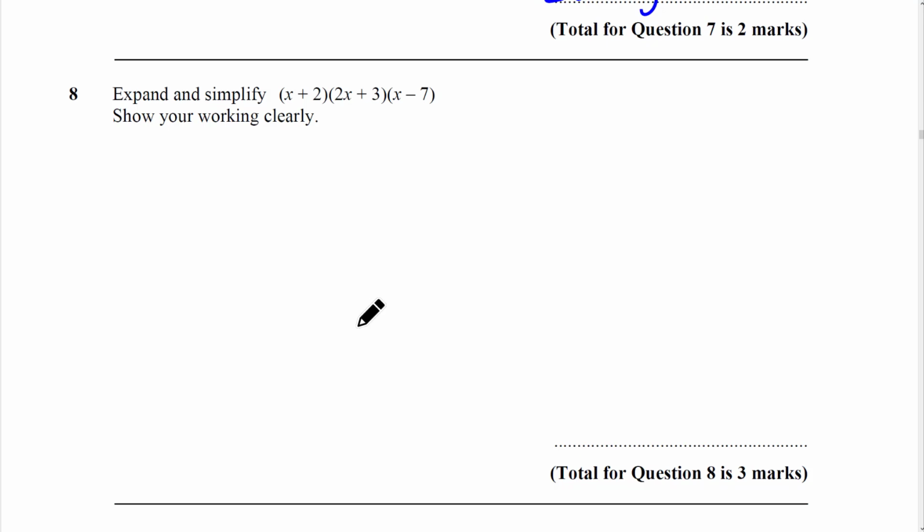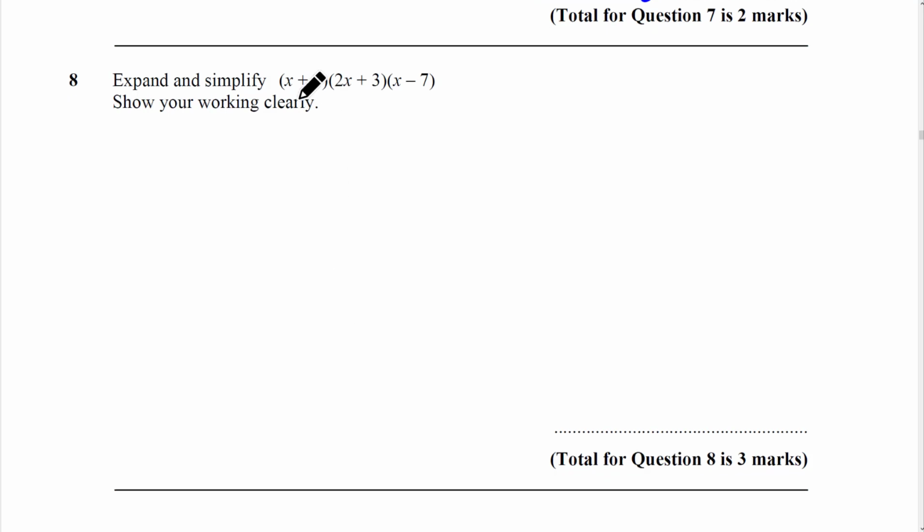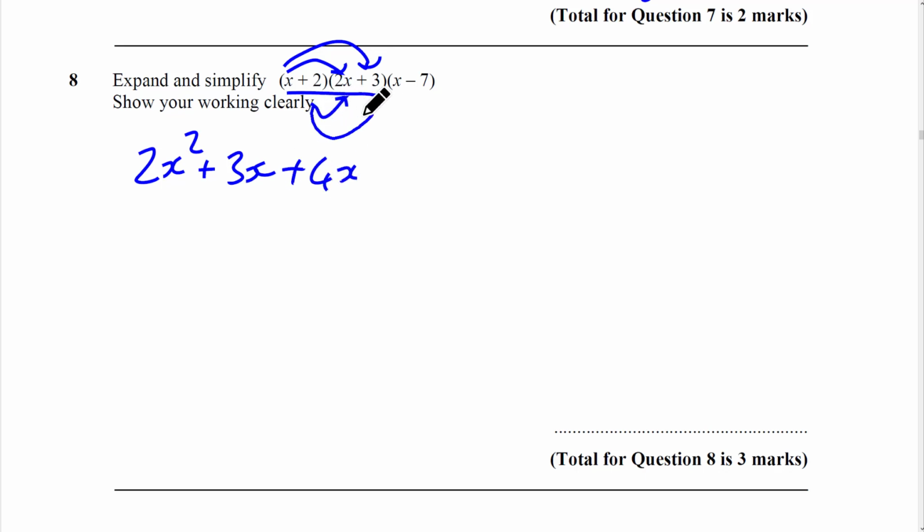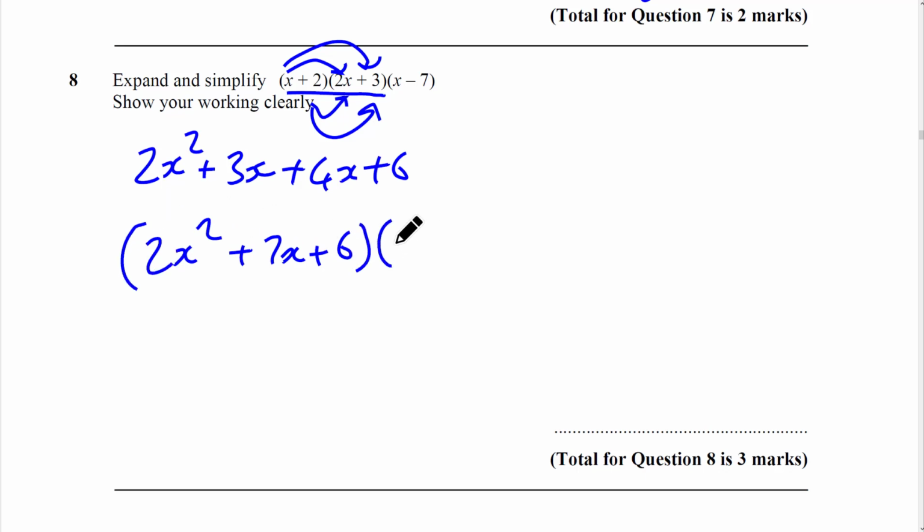Triple brackets, that should be a banker. I would expand the easiest one first. So that's going to give me 2x squared plus 3x. So you can see that. Plus 4x plus 6. So that's going to be 2x squared plus 7x plus 6, and I'm going to multiply it by the final bracket.